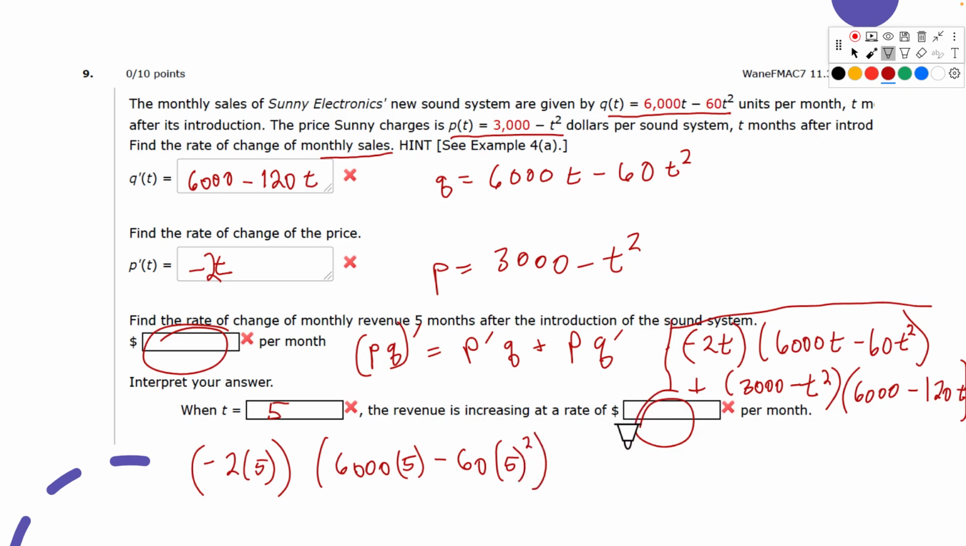Again, some of you might be doing this as you're coming along, but then plus 3,000 minus 5 squared, 6,000 minus 120 times 5. Okay, that's just arithmetic. I'll leave that for you so that we have our fresh brain because we're going to go into the quotient rule.